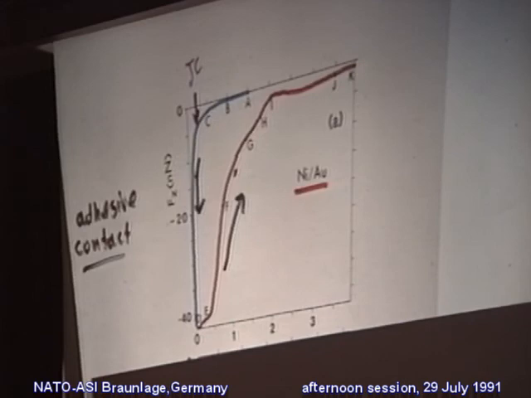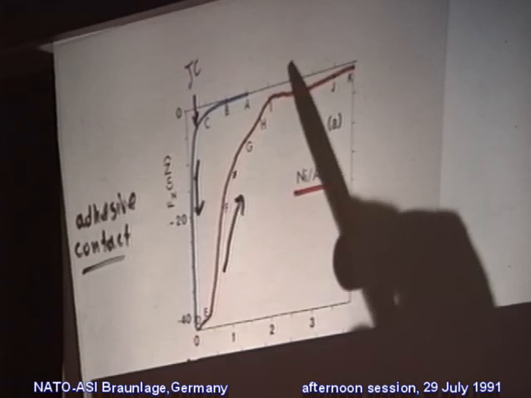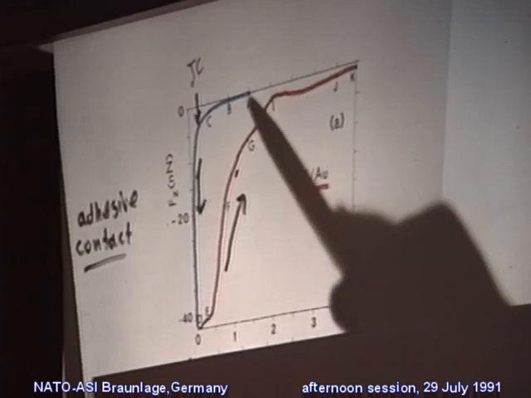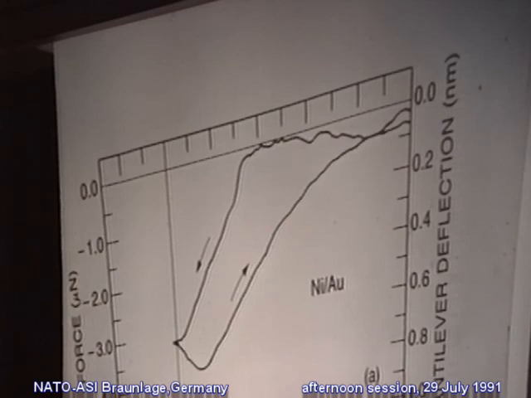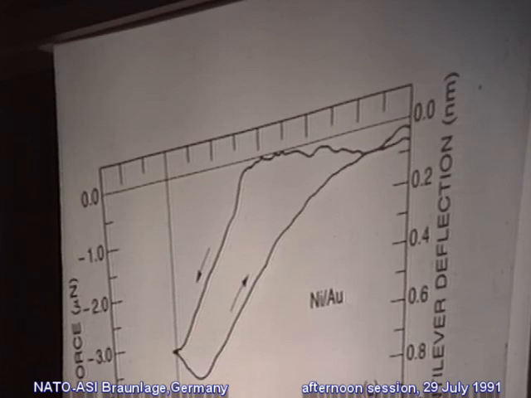Now, if I retract the tip back from the surface, I follow the red curve here. You see this is the hysteresis in the force curve. And of course, the experiment also shows such hysteresis. Here's the experimental result of the cantilever deflection, translated to a force, and you see the approach and the retraction, going back between tip and gold.